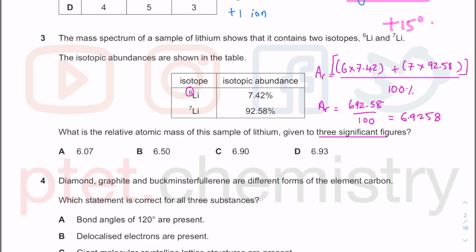So significant figures are counted from the front, 1, 2, and 3. So we look at the fourth one, which is 5 or greater. So to 3 significant figures, this will be 6.93. To 3 significant figures, as this is 5 or greater, we add 1 more there.